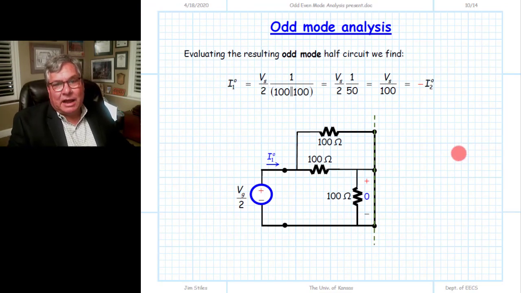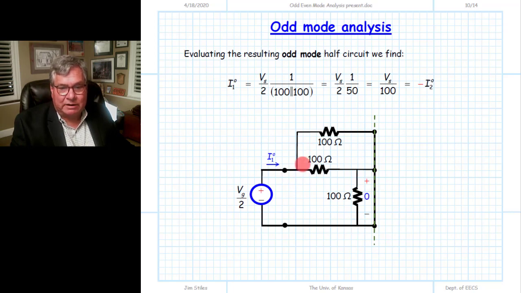So now we analyze the resulting half circuit. We can take this virtual short here, we can split it in half and have a half circuit to do the analysis. Again, we look at the circuit and see that it's become very simple. Ultimately, what we care about is this current here. This resistor has been shorted out. The voltage across it is 0, so there's no current flowing through here.